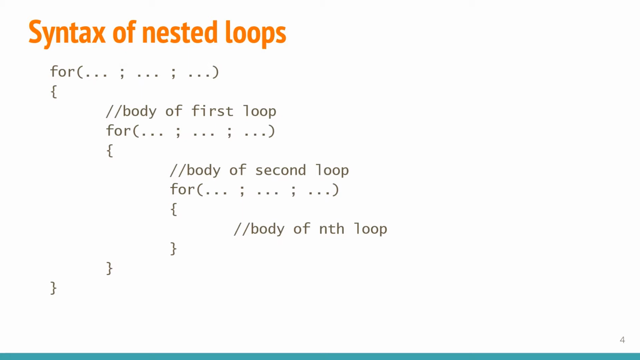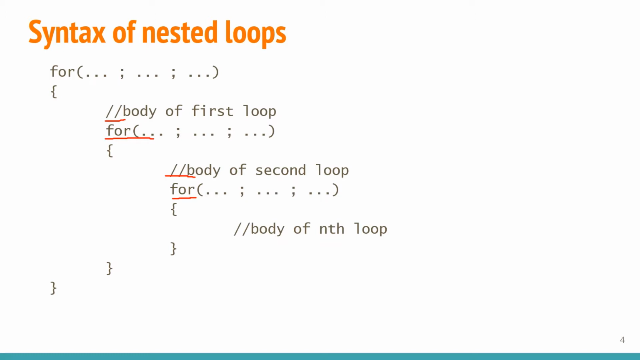Also note that each logical statement has to be separated with a semicolon inside for. So I will write for, open the flower bracket. This forms the body of the first for loop. Inside this body, I am again writing one more for loop. This is what we refer to as nested loops. Inside this, I can again write so many for loops.